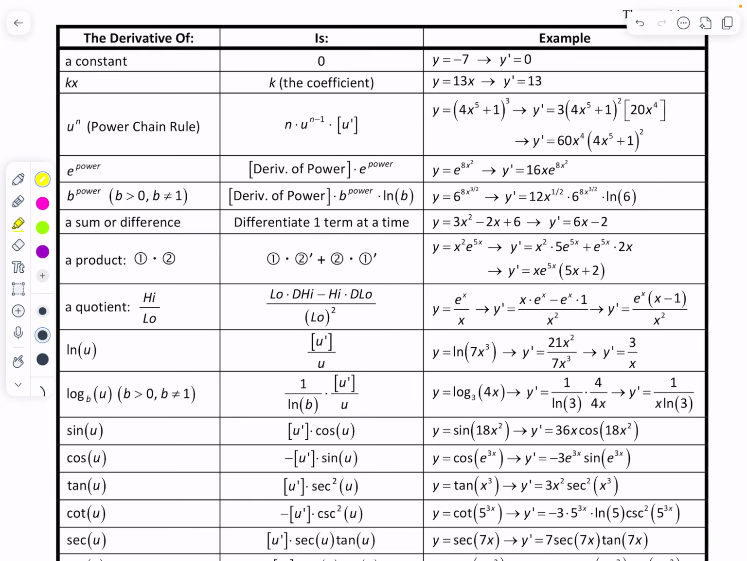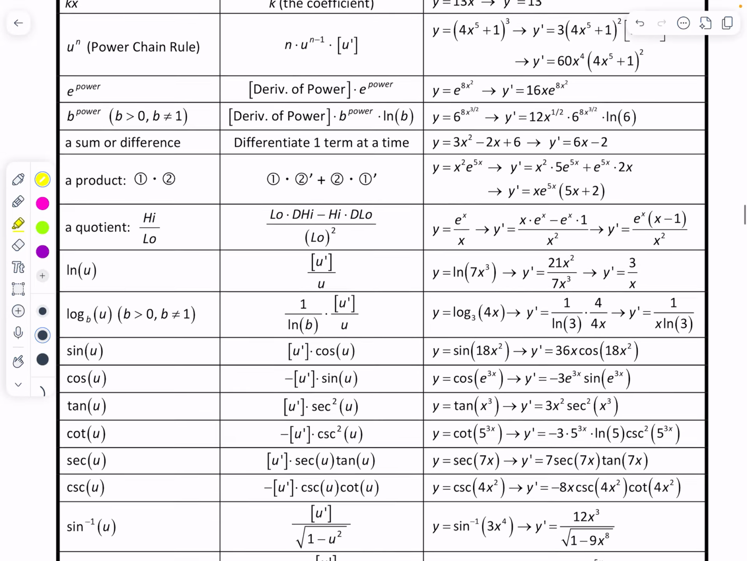Okay, so really quickly, the derivative of a constant is 0, the derivative of kx is k, which is a coefficient. U raised to the nth power, we bring the n down, and then we get u to the n minus 1. And if I have to use a chain rule, I have to take the derivative of that. E to the power is e to the power. If you have to use a chain rule, you have to take the derivative of the power.